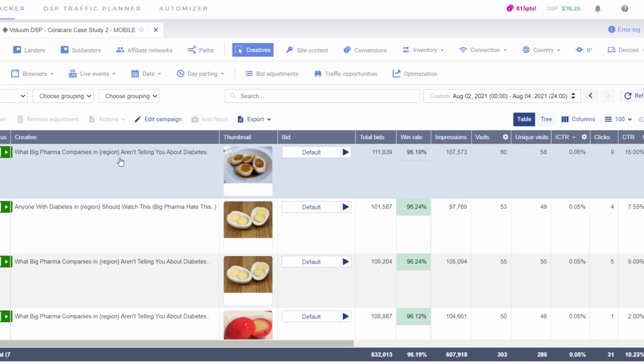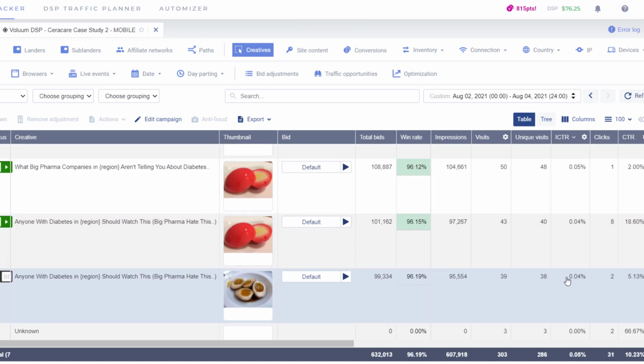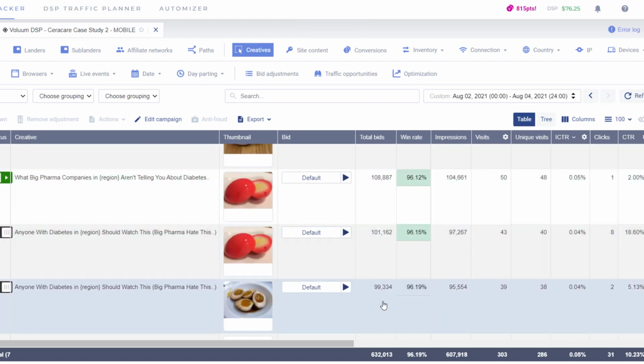What big pharma companies in region, so I'm in Minnesota, so it'd be what big pharma companies in Minnesota aren't telling you about diabetes. It's a pretty attention-grabbing headline, and it resulted in the best ICTR. So I would come back down here and I would pause this one because this one was the lowest at 0.04, and maybe even pause that one too.